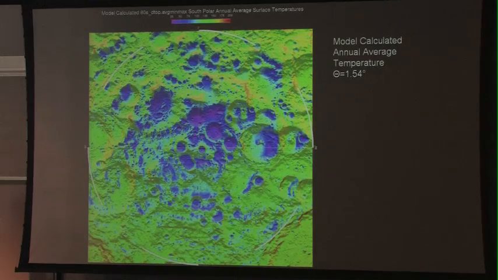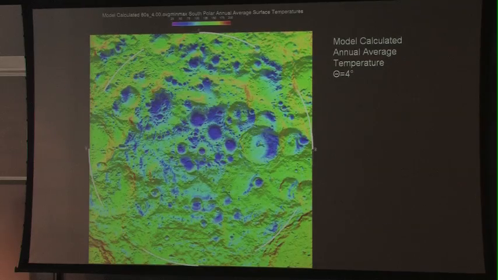So as you go back in time, more of the poles of the moon have been illuminated. And what I'm going to show here are some calculations where we've basically demonstrated this. So here's the current obliquity of the moon. You can see lots of cold traps. Anything that's basically blue here is a place where water ice could potentially be stable.